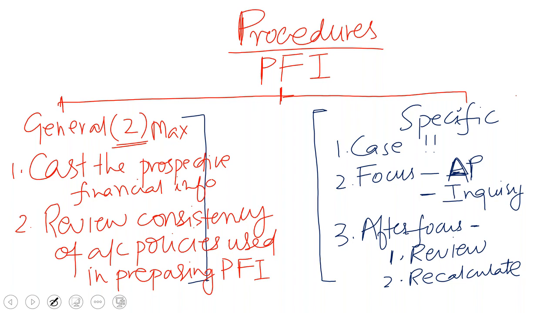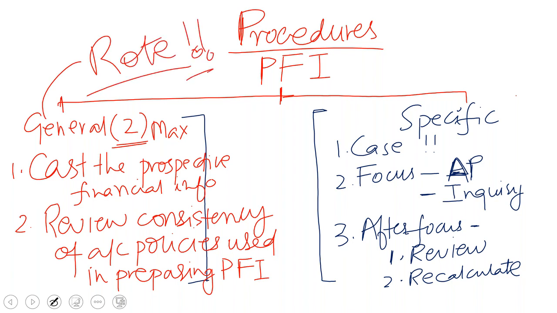Is everyone clear with the general list of procedures? The 2, you can rote learn them. These general procedures are rote learn. So that is one easy thing you can do. You can have rote learning of them: cast the prospective financial information, and review the consistency of the accounting policies.